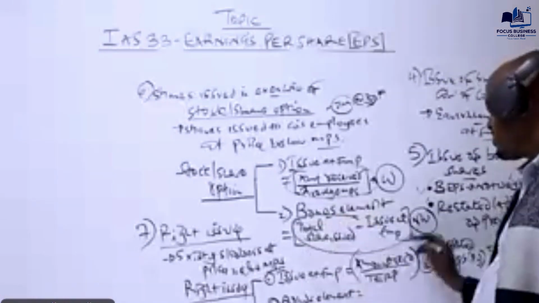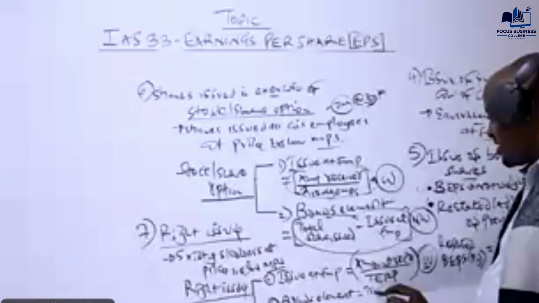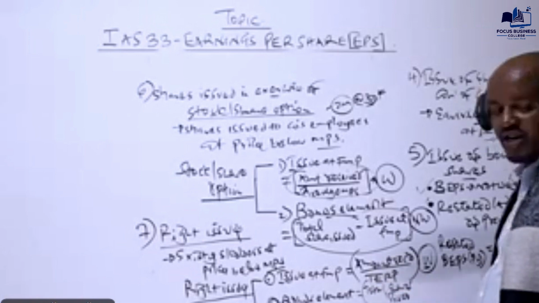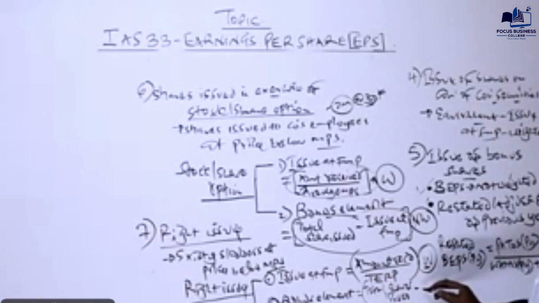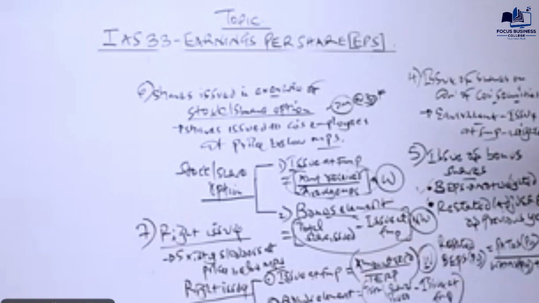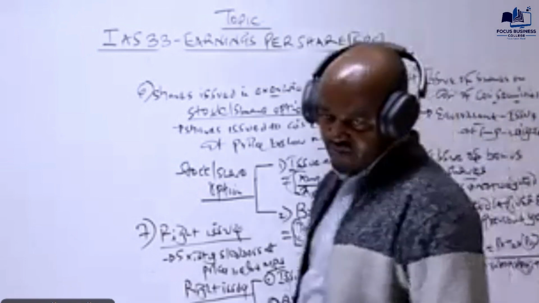The computation of the bonus element is the same. We take the total shares issued, how many shares were issued to the existing shareholders, and we divide that by the issue at full market price, which we will have computed up here using that formula. And then you also have to recall that these shares should not be weighted on a time basis.